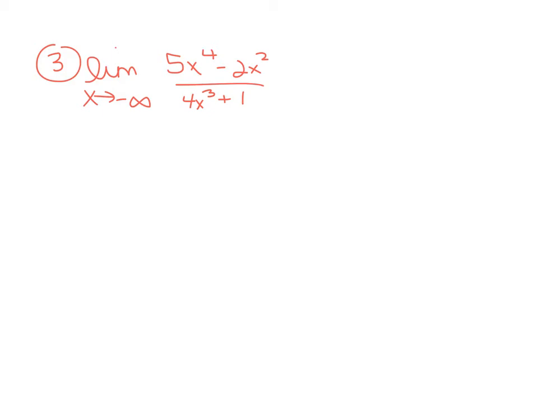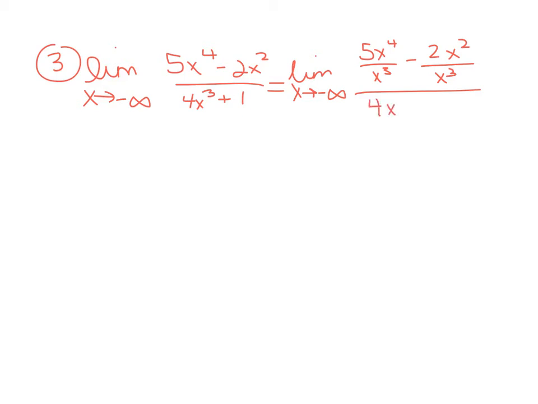We are going to start by dividing everything by the highest degree term, or the highest degree variable, in the denominator. That is x to the third. Be careful, you're not going to do the x to the fourth here. We're looking at whatever's in the denominator. So we get 5x to the fourth over x cubed minus 2x squared over x cubed over 4x to the third over x cubed minus 1 over x cubed.